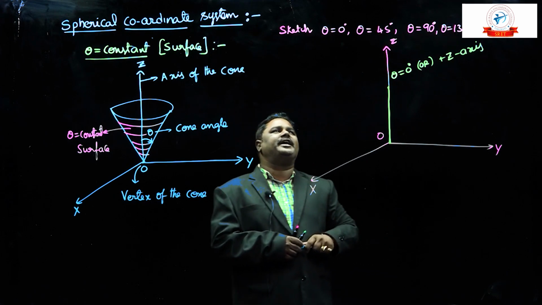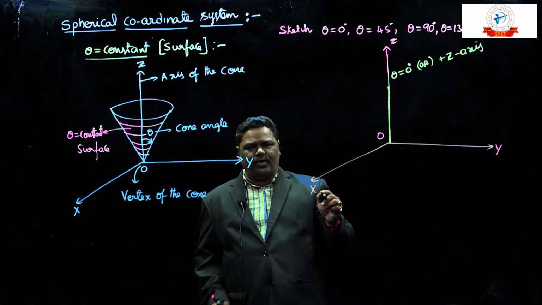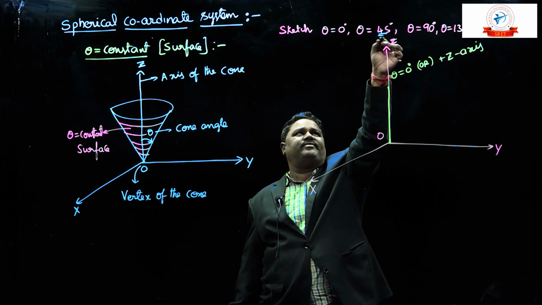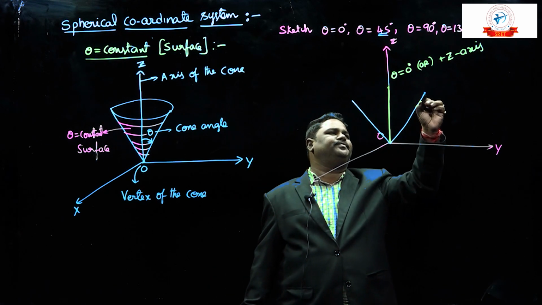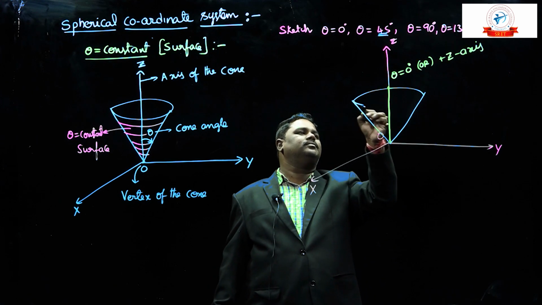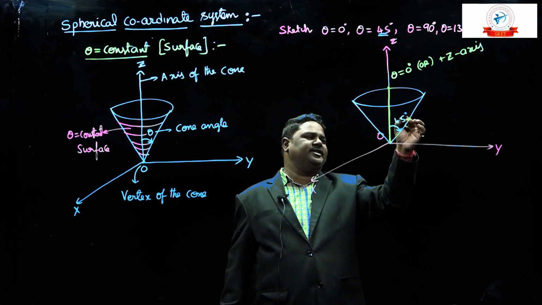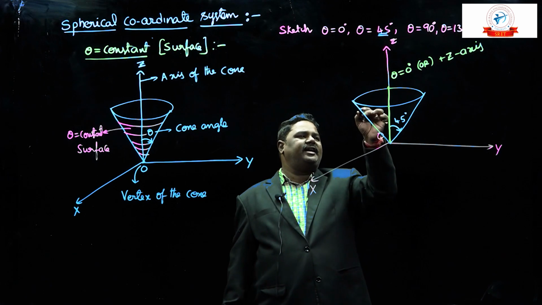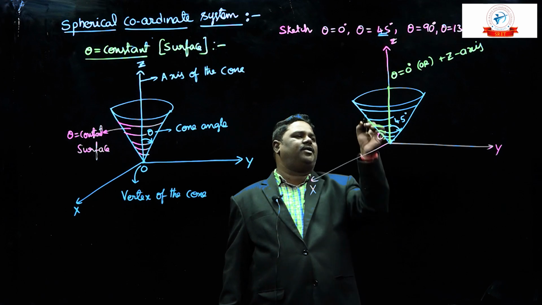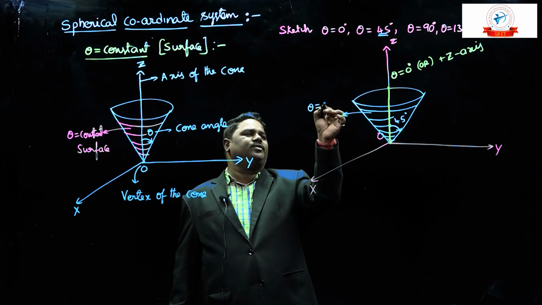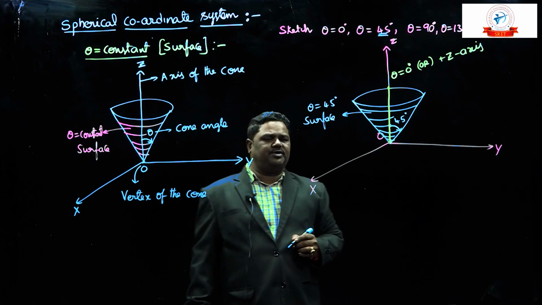Similarly, consider the next one, theta equal to 45. Theta equal to 45 indicates a surface of a cone when the cone angle is 45 degrees. So consider a cone here. Here the cone angle is 45 degrees. Then the total surface of this cone is called the theta equal to 45 surface.